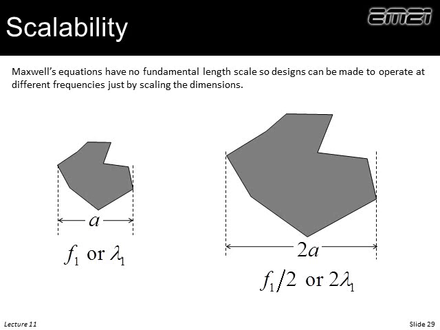Well, there's this wonderful property of Maxwell's equations called scalability. If we design a device at a certain size, shown on left, so let's say this is size A, and it works at frequency F1. Well, if we double all the physical dimensions, it will behave exactly the same way, but at half the frequency, or twice the wavelength. So we can take a design that looks wonderful, but is not at the frequency we want, and scale it to put it wherever we want to.